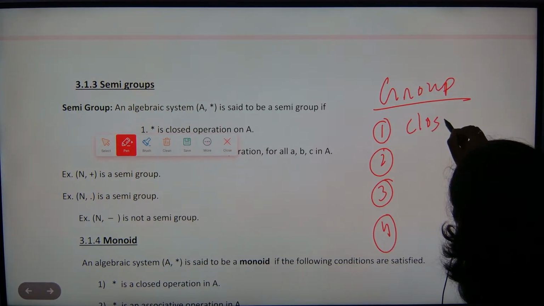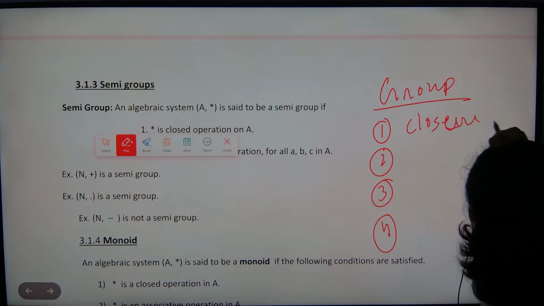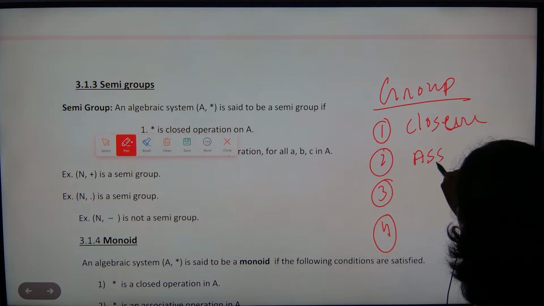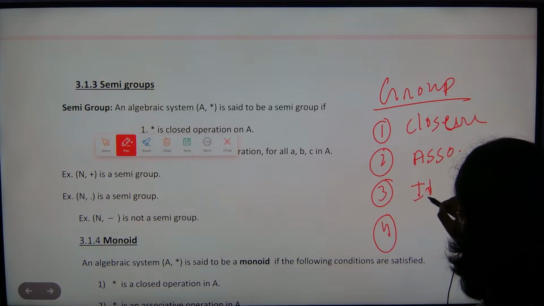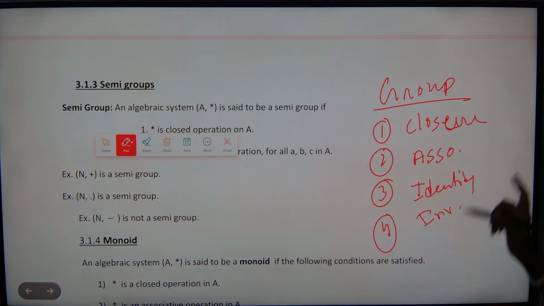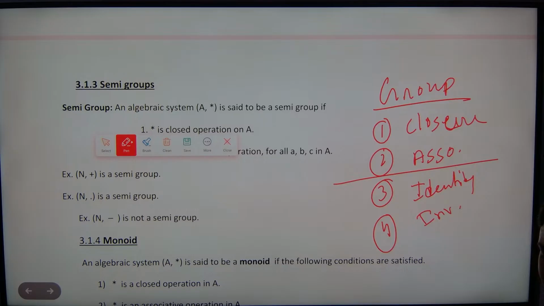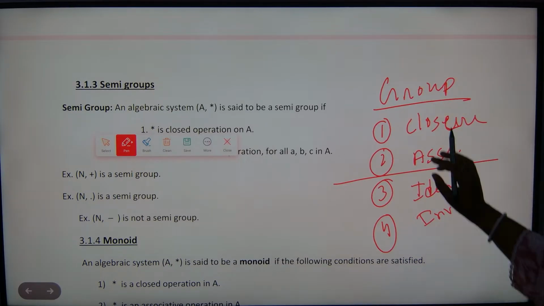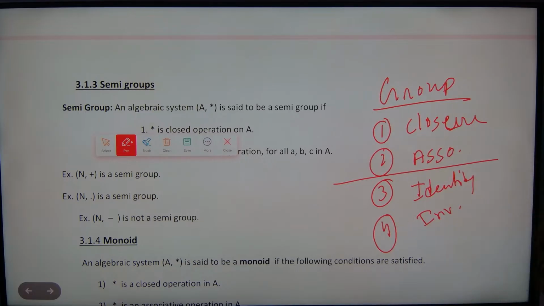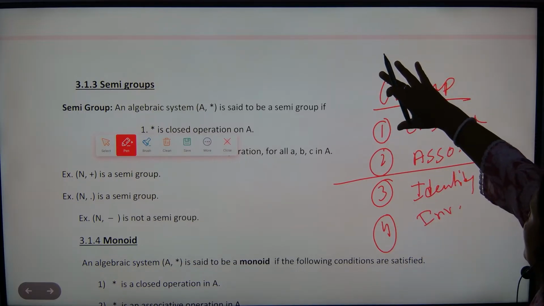Closure, associativity, then identity, then inverse. Now what is a semigroup? Semi means half. So you should know group first. As said, a set that must satisfy these four rules is called a group.